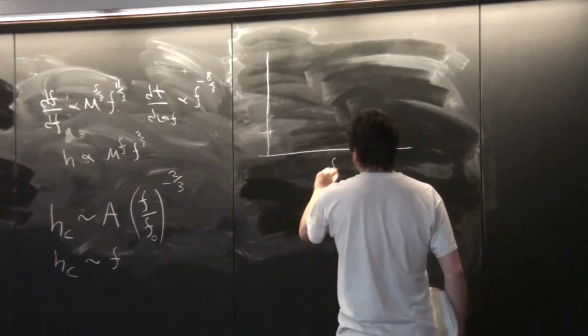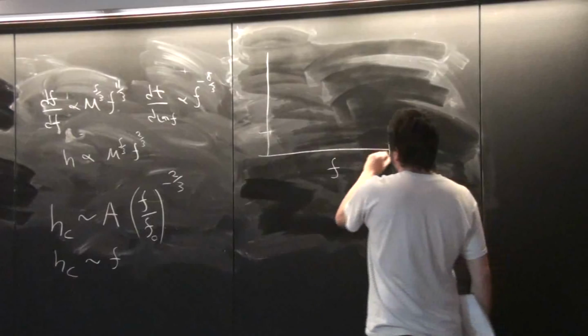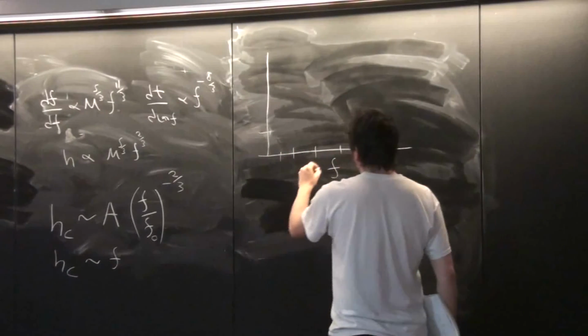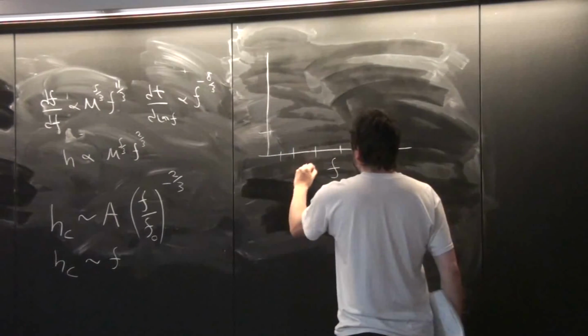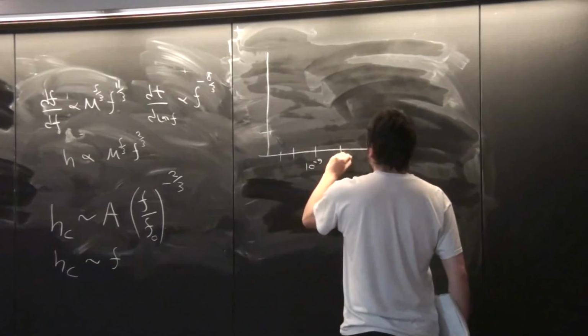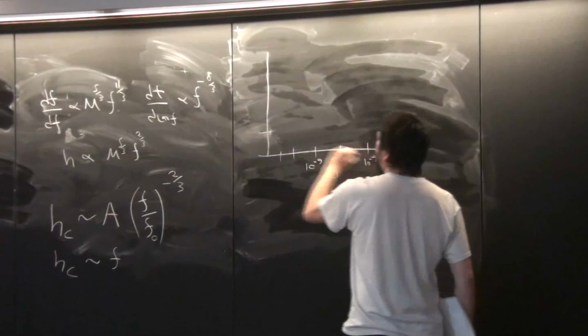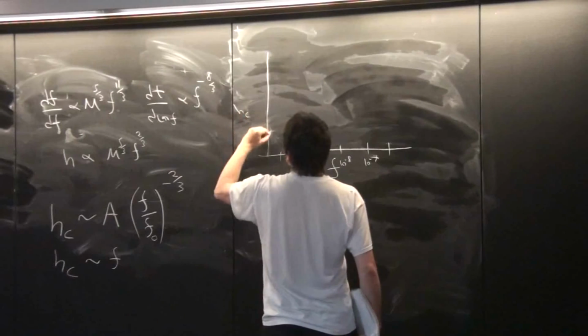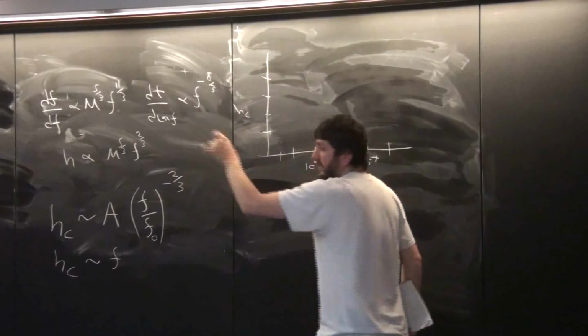Now I plot frequency. This is a log scale. Okay, that's 10 to the minus 9, 10 to the minus 8, 10 to the minus 7. This is hc. This is also log scale. We don't care about it.